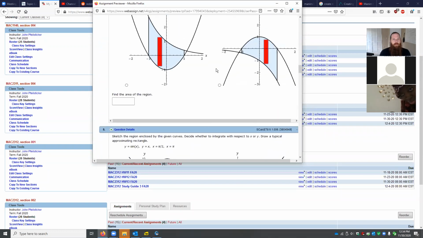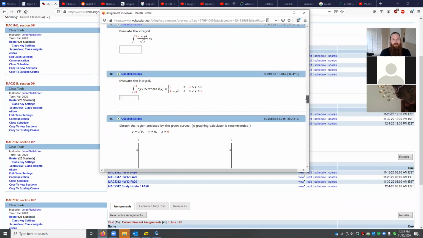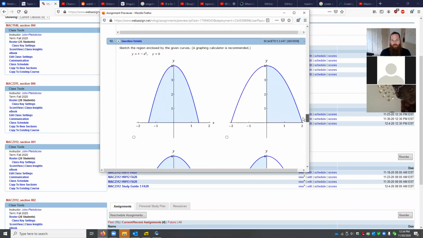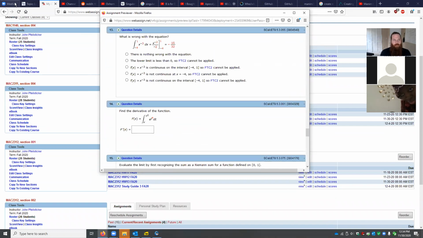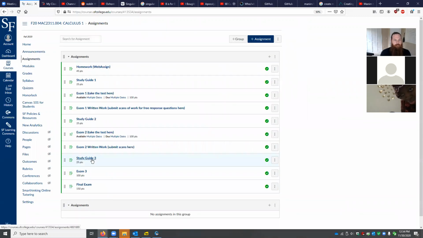So this is your homework, and it is the study guide for exam 3. So think of it as homework 13 and also study guide 3. What that means is you do need to write solutions to these and scan those solutions, submit them in Canvas under the assignment titled Study Guide 3.